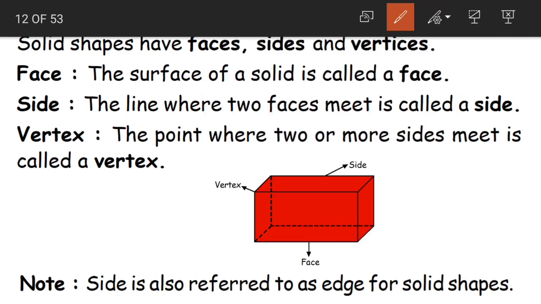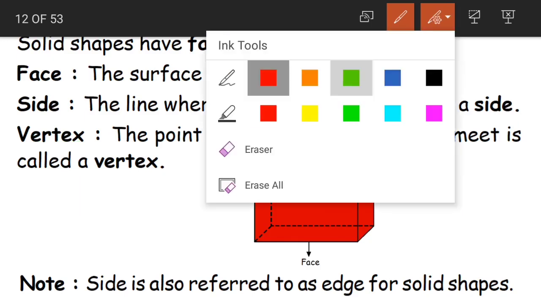Now coming to the vertex. Vertex is the singular. If we have more than one vertex, we call them vertices. What is the vertex? It is the point where our two sides meet. If it is singular, we call it a vertex. If we have more than one point, we call them vertices.